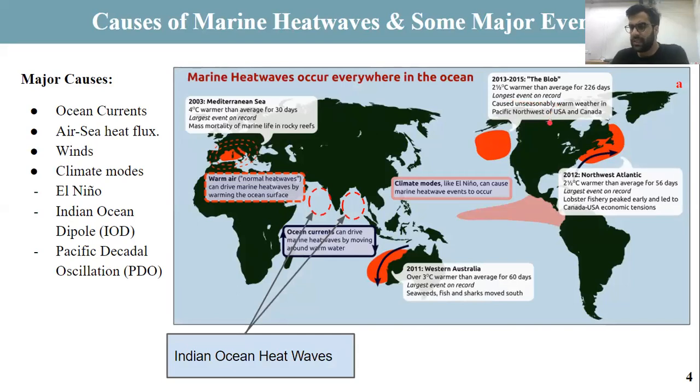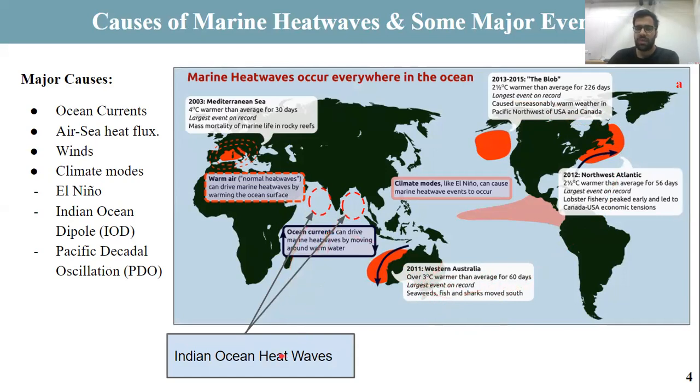And this leads to a lot of marine ecosystem disturbance, and also it leads to economic instability in two countries, USA and Canada. Also, we can see similar in 2011, Western Australia also faced the marine heat wave where the temperature was 3 degrees Celsius above, and the duration was 60 days.